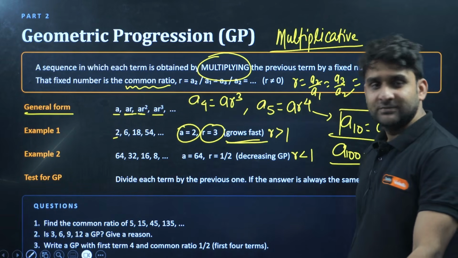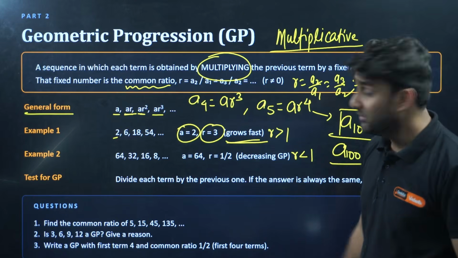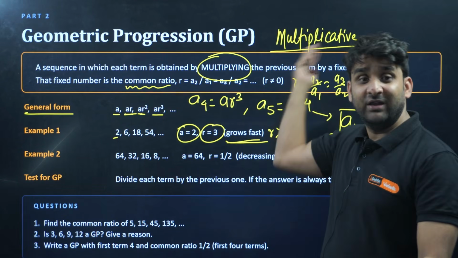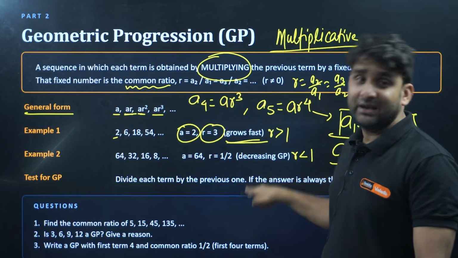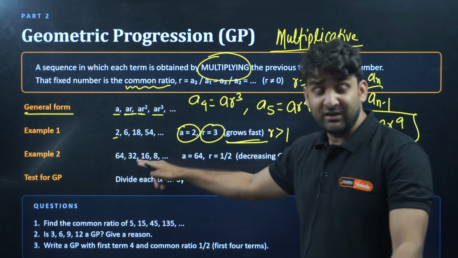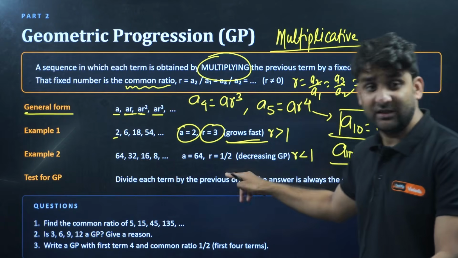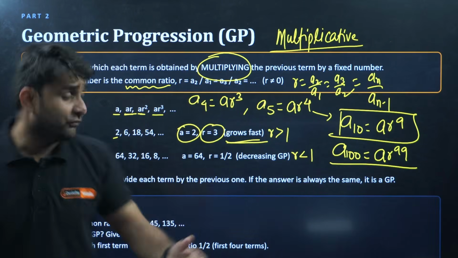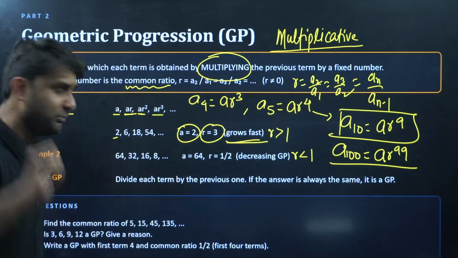1 by 2 means 0.5 in decimal form. So there are two possibilities. If the numbers are increasing, R will be greater than 1. If the numbers are decreasing in multiplicative form, R will be less than 1, and less than 1 means a decimal value. So we have two possibilities of R. I hope you are getting my point.